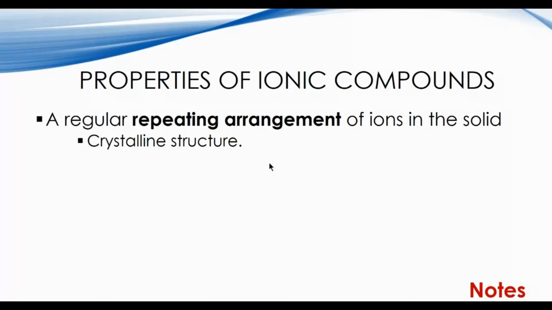Now, for the properties of ionic compounds, they are going to have a repeating arrangement of ions in the solid. We call it a crystalline structure. What I mean by that is that we're going to have a positively charged ion, a negative, positive, negative, positive. And in the next level of the structure, because we have a positive, we will then have negative, positive, negative, positive, negative. And that repeating structure is just going to continue throughout the entire sample. That's what we call the crystalline structure.